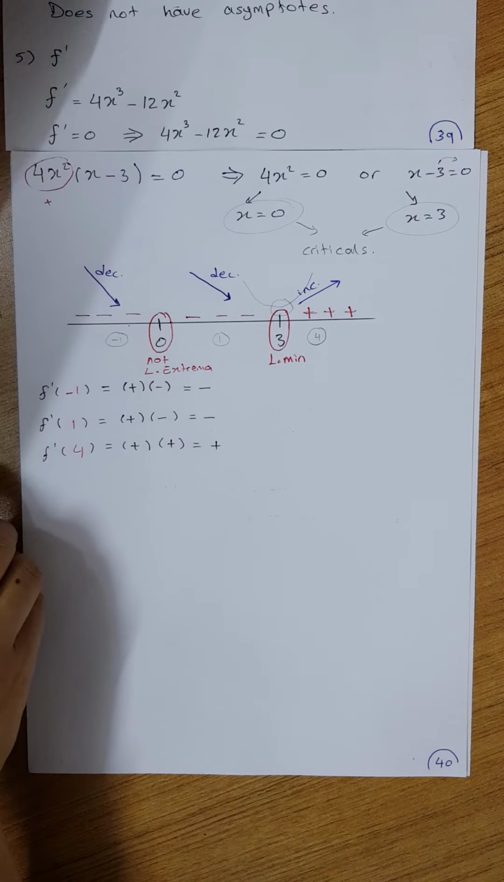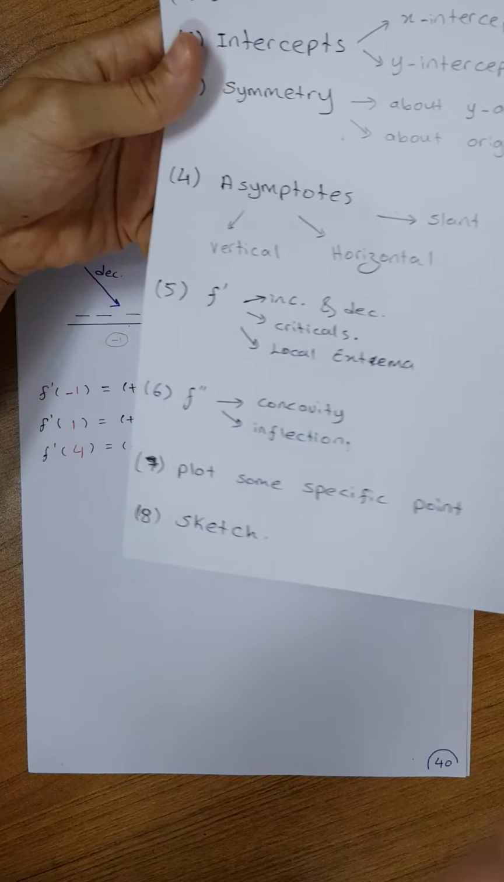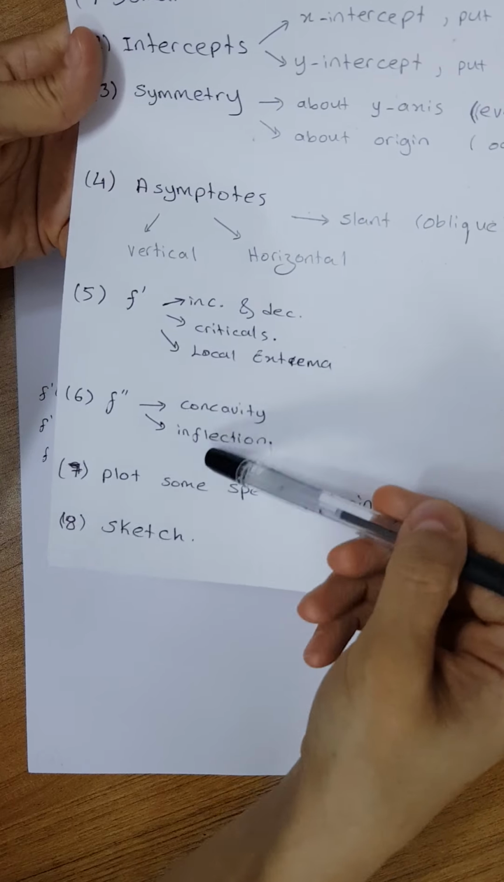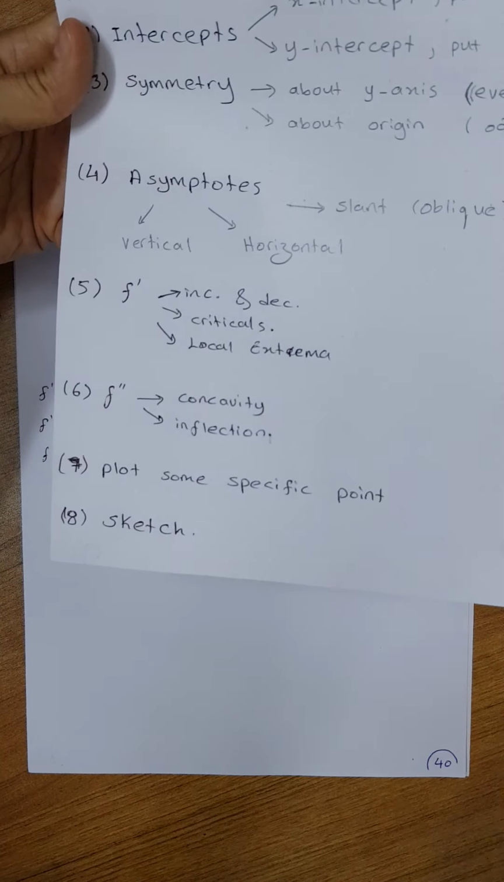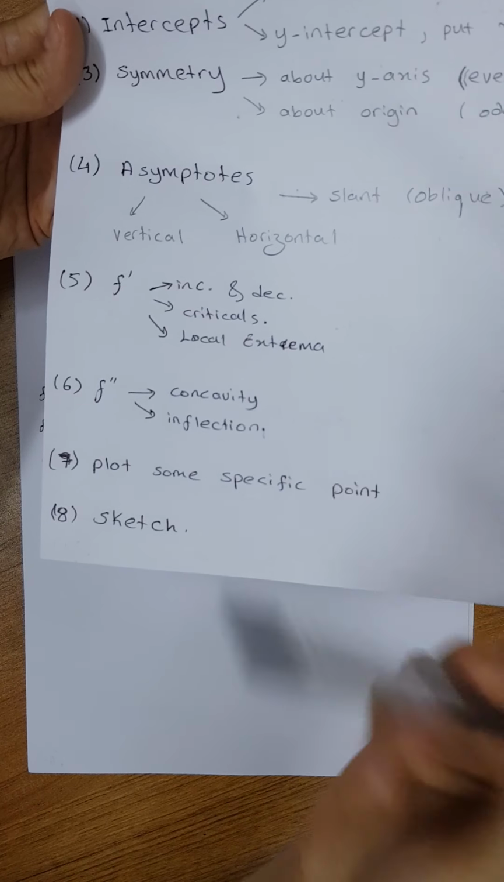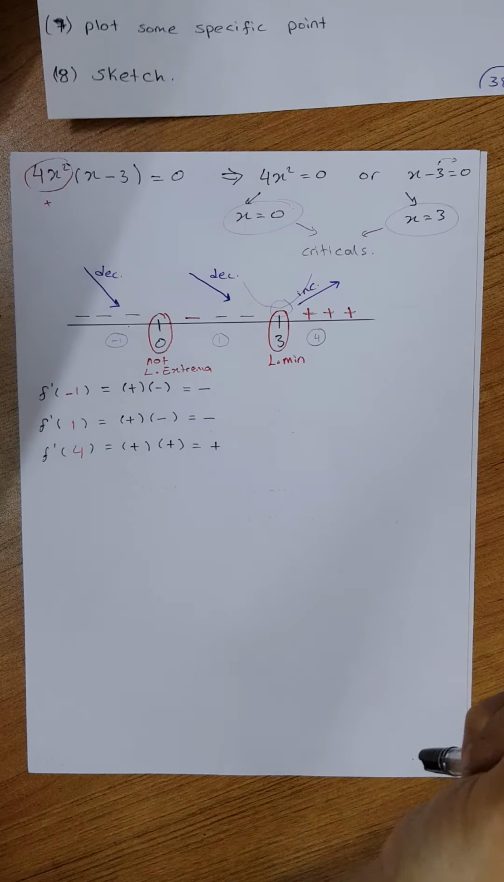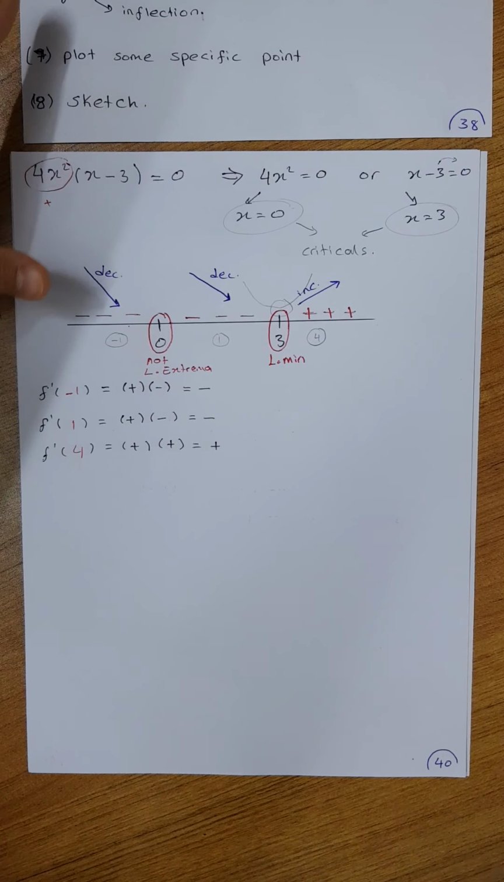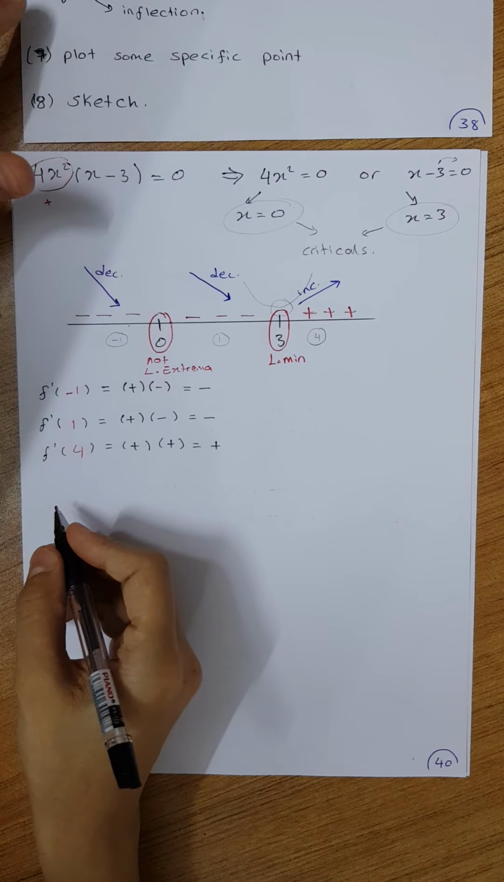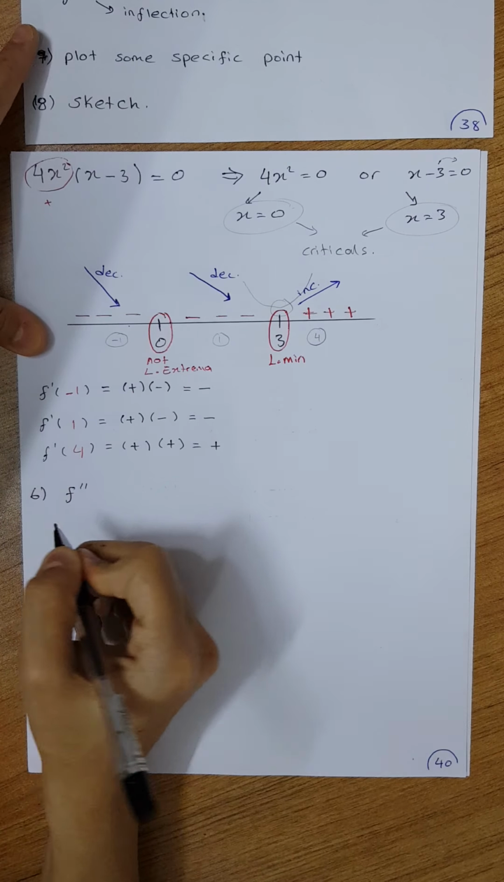Now what do we have to do? Where is the procedure? Okay, we found those things. We have to find the sixth step, the second derivative of the function to check whether the function is concave up or down, and find the inflection points of the function. Now we are finding the second derivative. That is procedure number 6. Okay, we are finding f double prime.